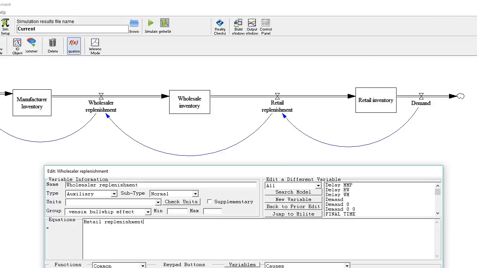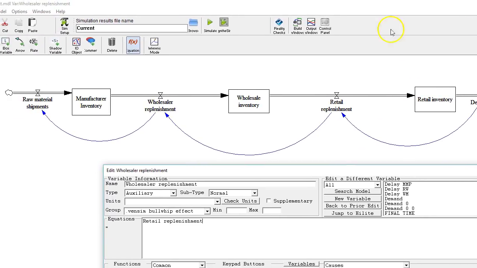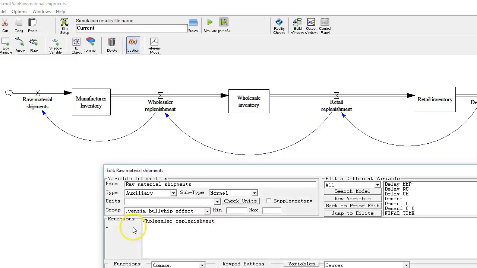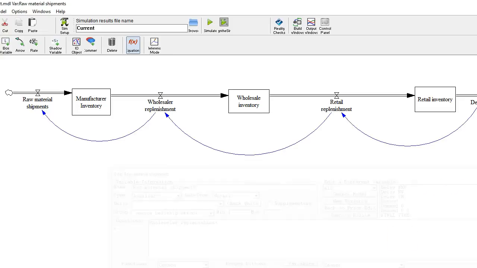Similarly, the information that we share from the wholesaler to the raw material supplier is going to be exactly the same. We can see the formula as the wholesaler replenishment flow. So the product is moving along these lines.